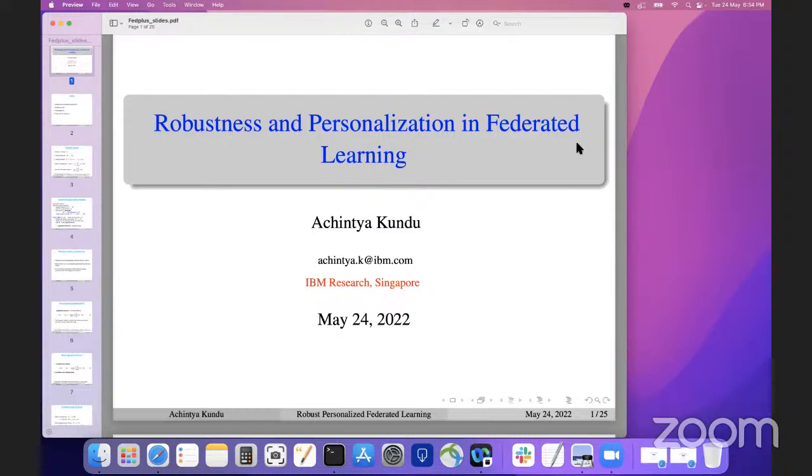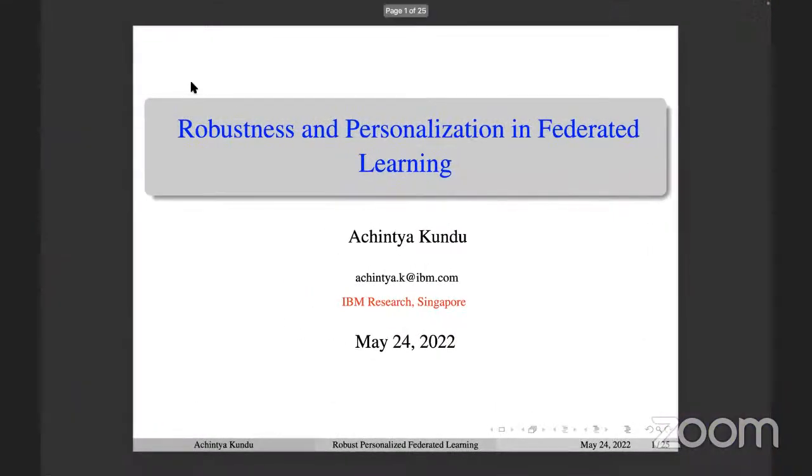So this is the work that I did over the last 1.5 years in IBM. And there are a few team members. As and when we come to the proposed approaches, we'll talk about that. So let's get into the basics first. Okay, let me share the full screen.